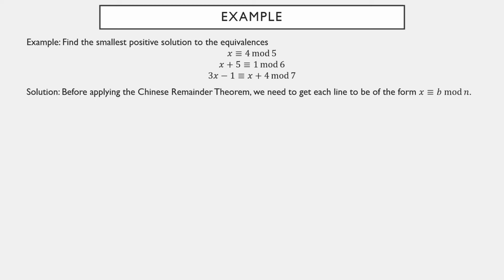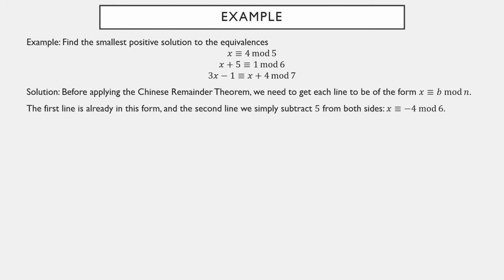But before we can apply our technique, we need to get each line to just look like x equivalent to something mod the base. First line is just x equivalent to 4 mod 5. That's already fine. However, the second line has x plus 5 equivalent to 1. If we subtract 5 from both sides, then we get our desired format, x equivalent to negative 4 modulo 6.